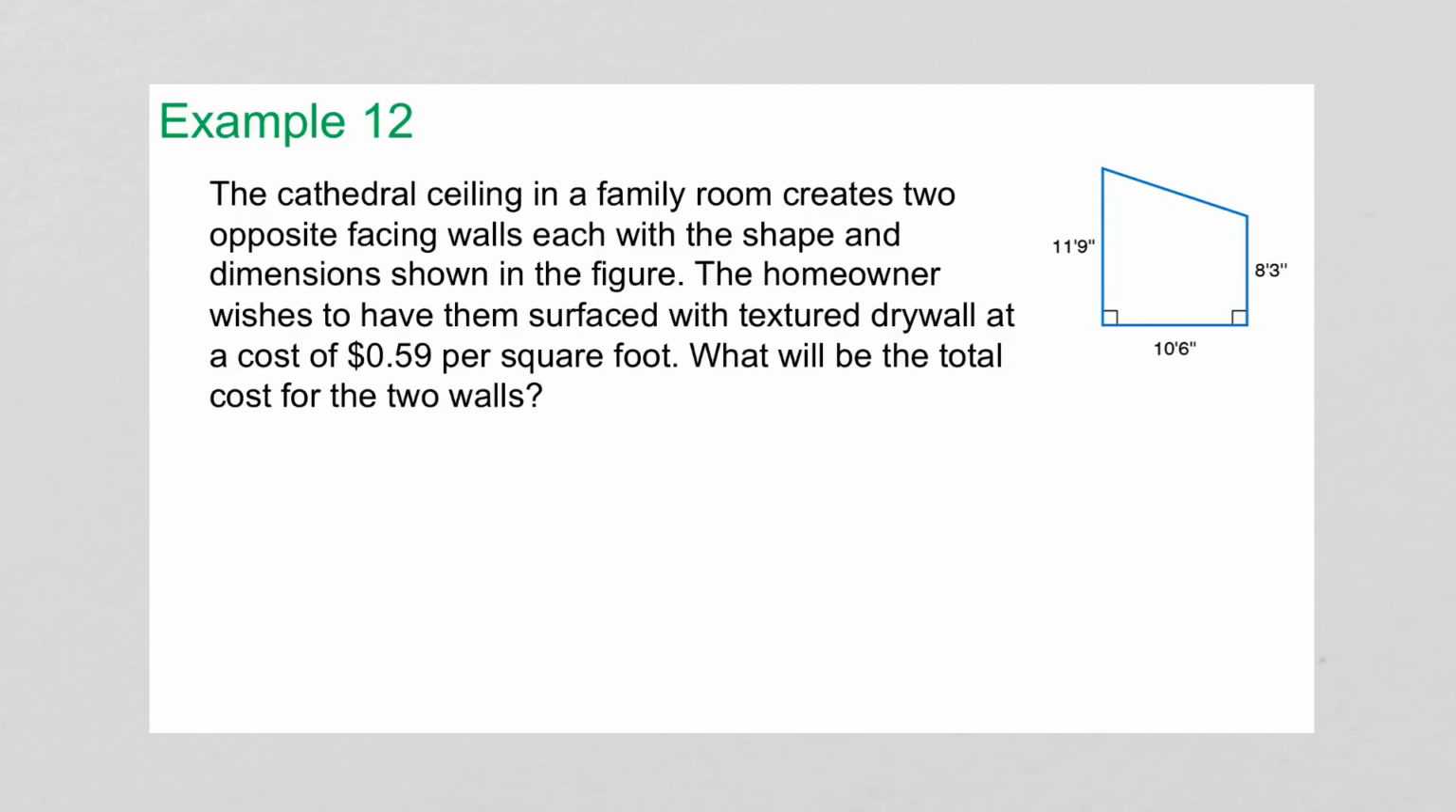The cathedral ceiling in a family room creates 2 opposite-facing walls, each with the shape and dimensions shown in the figure. This is very similar to the measurements that would be in my house that I'm building. The homeowner wishes to have them surfaced with textured drywall, at the cost of 59 cents per square foot. What will be the total cost for the two walls?